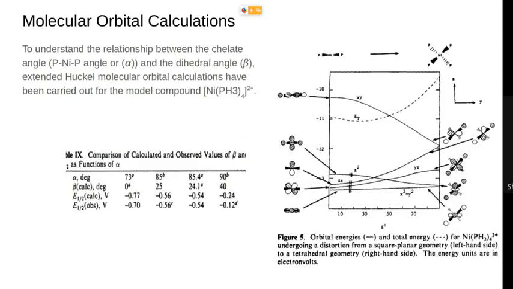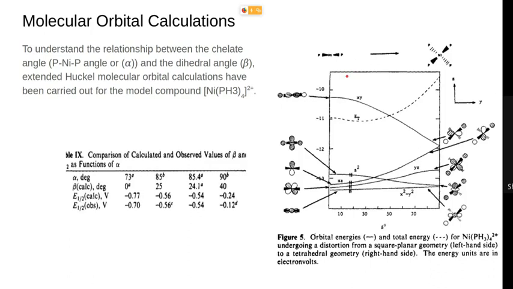So, well, we can say that this can be because of the steric interactions, and to reduce the steric repulsion between the alkyl groups, they actually resort to these tetrahedral distortions. But there is an electronic picture to it as well. To understand this relationship between chelate angle and the dihedral angle, extended Hückel molecular orbital calculations have been carried out for this model compound, Ni(PH3)42+.